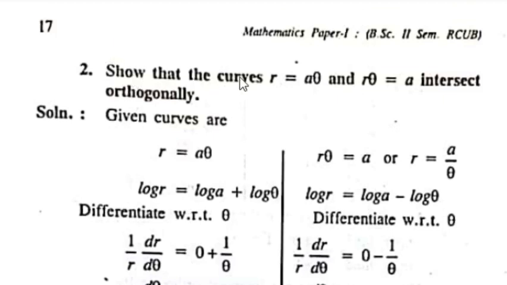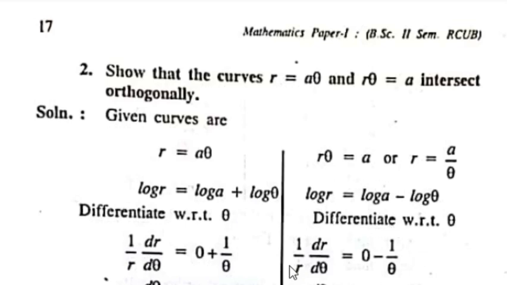Show that the curves r is equal to a theta and r theta is equal to a intersect orthogonally. Okay, so say this is r is equal to a theta, the first curve, and this is r theta is equal to a, or r is equal to a by theta. In any way you can take. Next apply log. So log r is equal to log a plus log theta. Differentiate with respect to theta, 1 by r dr by d theta, which is 0, and this is 1 by theta. Then simplify, you will get tan phi 1 is equal to theta.